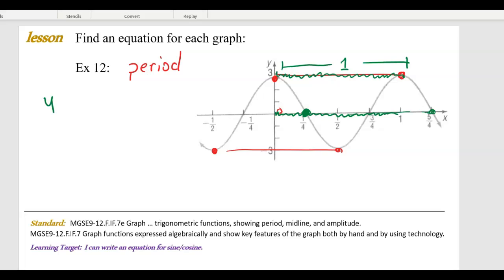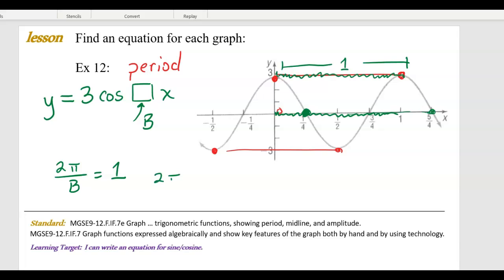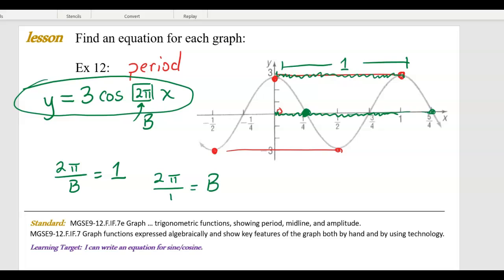All right, so right now we have y equals 3 cosine of bx. I need to find b. So remember, 2 pi over b, the period is 1 graphically. From peak to peak, from max to max, that's your period. Swap the b and the 1. 2 pi over 1 is 2 pi. Final answer. Okay? Let's try another one.